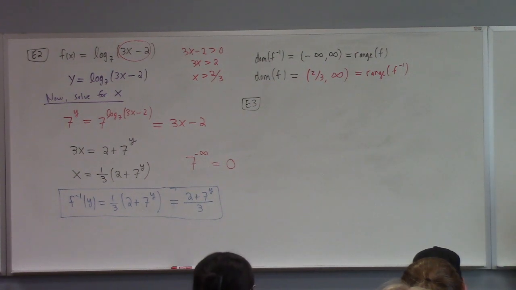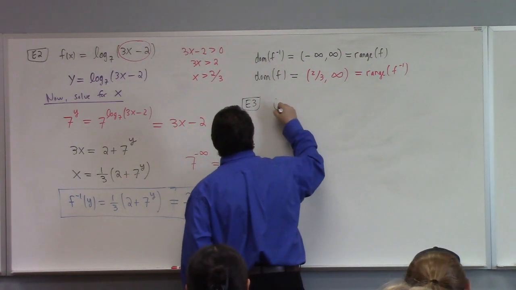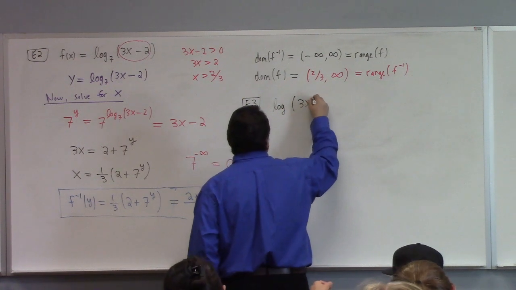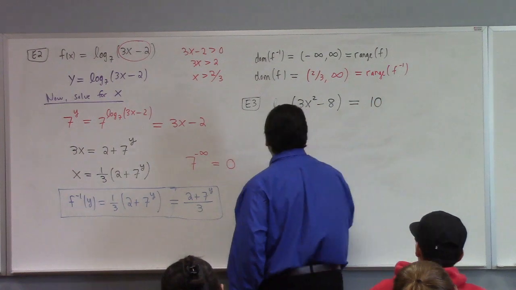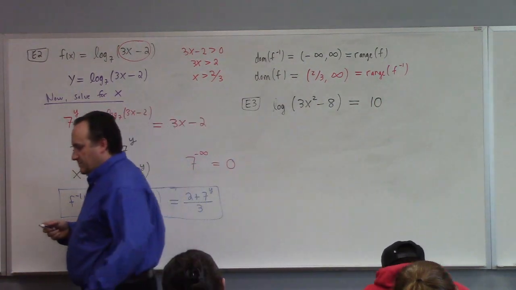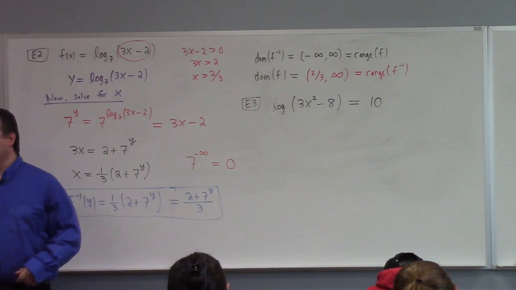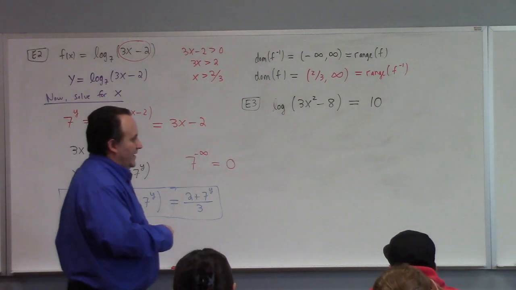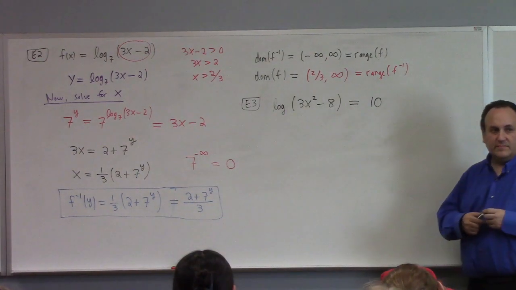So let's look at a different problem. We haven't looked at one like this just yet. What if I have, say, log of 3x squared minus 8 equals 10? Can we solve this equation? And how should we do it? So we know it has a log with a common base. Ah, yeah, so this is the common log, that's log base 10? Yes. Very good. So how do we get rid of it?